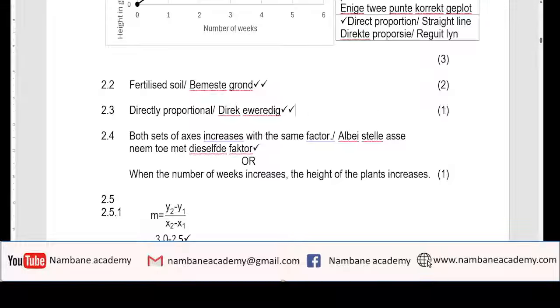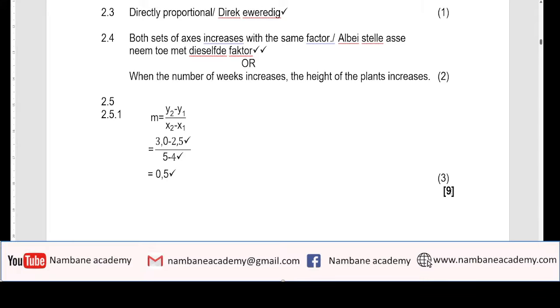Can we leave 2.3 as 1 mark, sir? Because the answers were given, they just had to make a choice. And then 2.4, we make that 2 marks, because it's an explanation. And then for the formulas in 2.5.1, it's not necessarily for it to be on the data sheet, because mathematically you must know what the gradient is.